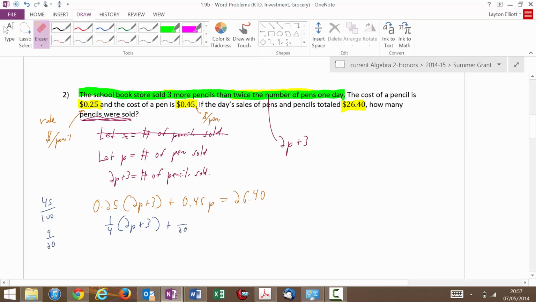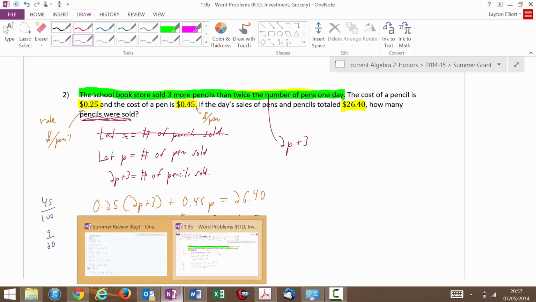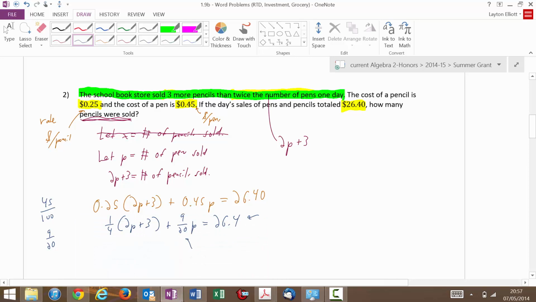So if I wanted a simple way to make this problem a little bit easier to work with in my head, and we have the 26.4, that one I'm going to keep as 26.4. Well, if I multiplied by a 10, that would take care of this one. If I multiplied by a 20, that would take care of this one. I have a good solid least common denominator of 20 here.